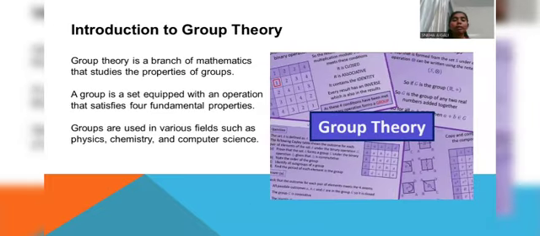Well, before briefing about group theory, let us first understand what group theory actually means. Group theory is a branch of mathematics that studies the properties of groups. A group is a set equipped with an operation that satisfies majorly four fundamental properties. Groups are used in various fields which include physics, chemistry, and most importantly, our computer science.